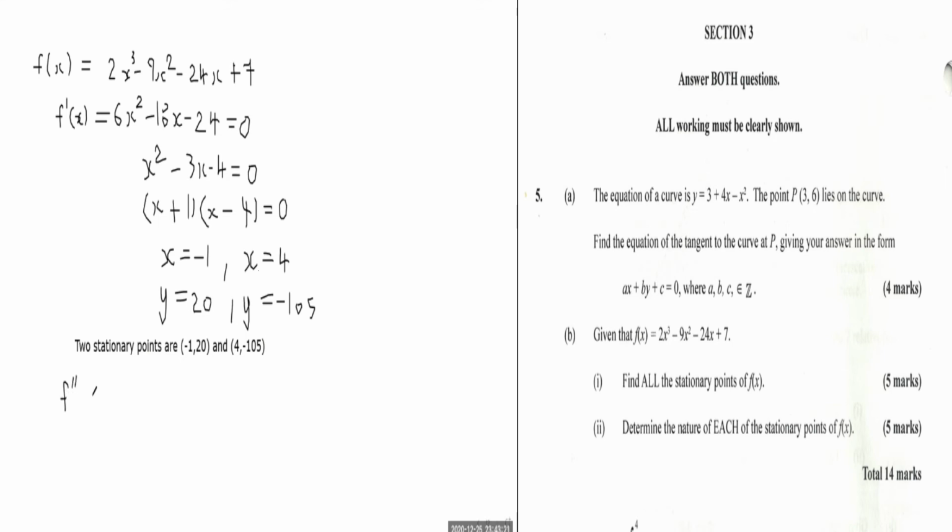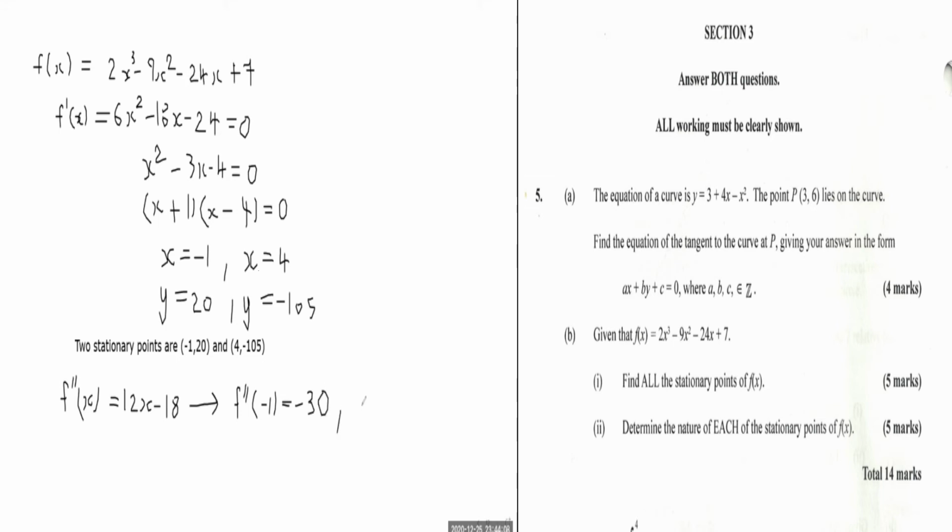So we're going to say f double prime of x is equal to, we differentiate 6x squared to get 12x minus 18. That's f double prime of x. Now what we need to find is f double prime of minus 1. F double prime of minus 1 is equal to 12 times minus 1 minus 18, which is negative 30.